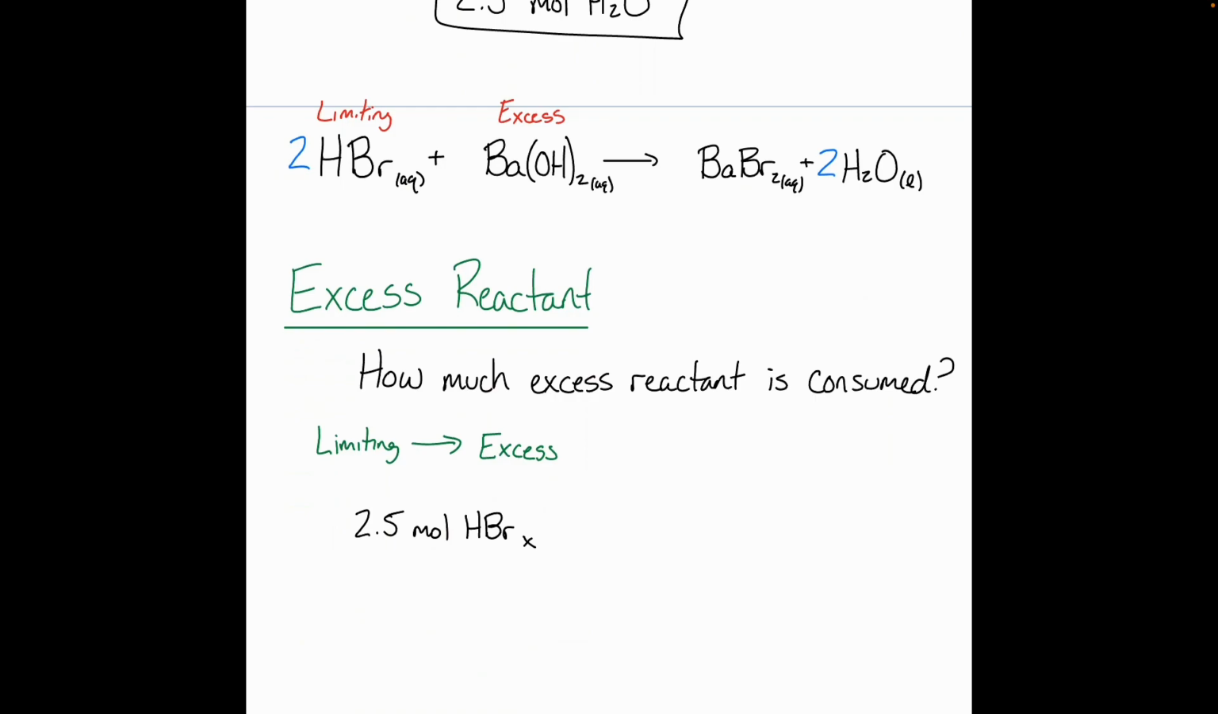And again, you're going to do a calculation here where you jump from the amount of limiting reactant into the amount of excess reactant using our stoichiometry. All right, so everybody take a second, build that stoichiometric ratio and jump from the amount of limiting reactant, HBr, into units of that excess reactant here.